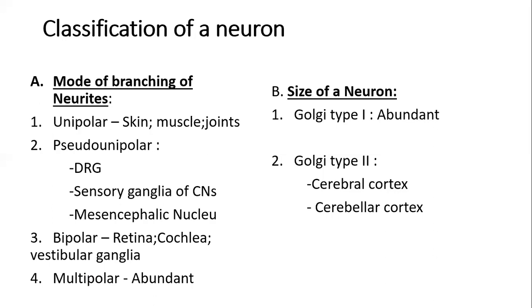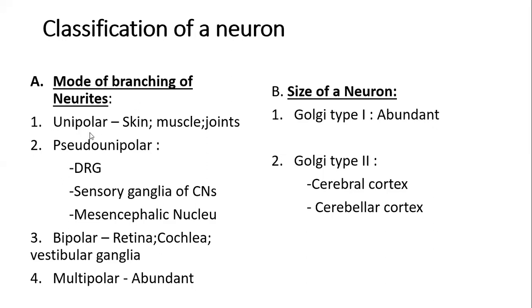Which is based on the size of a neuron. How long is it? Is it very long or is it very short? So let's see some of the facts or peculiar points related with the classification of the neuron based on the branching number and length of its neurites. We have unipolar.